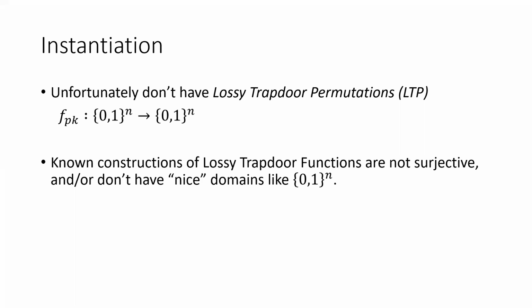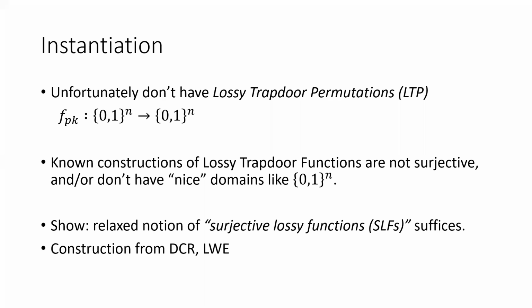And also, there's an exception. We have a lossy trapdoor permutation that actually is surjective based on decision composite residuosity, but it doesn't have a nice domain like {0,1}^n. The domain is like Z_N^*, where N is some RSA modulus. So we have to handle this, and essentially we showed that we can relax the notion of lossy trapdoor permutations while still making the above construction work.